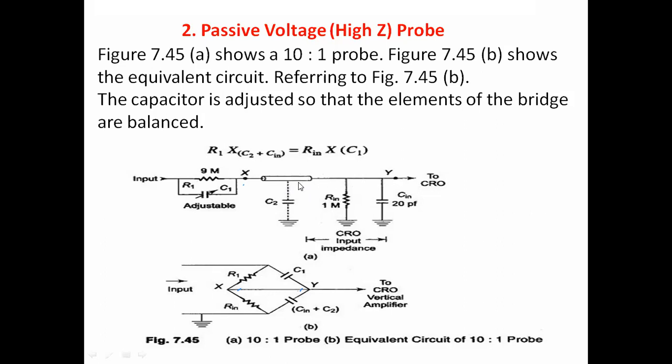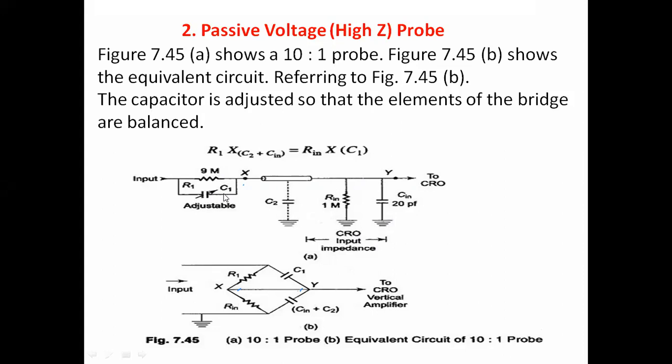Okay, so in this circuit we are connected using a 1 mega ohm resistance R in and 20 picofarads. So this is the CRO input impedance. This we cannot change, and the only thing we can adjust is the adjustable capacitance C1. R1 is connected in parallel with the C1.